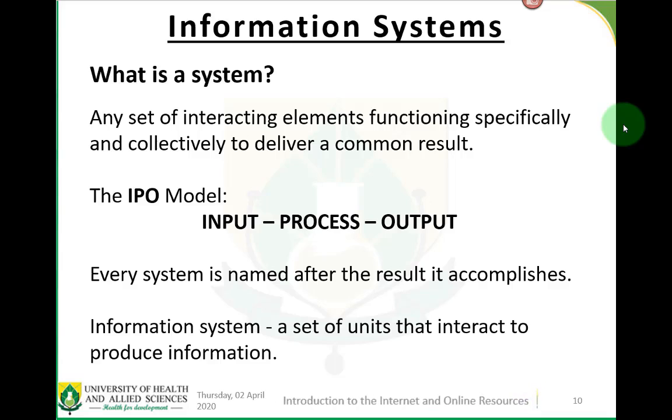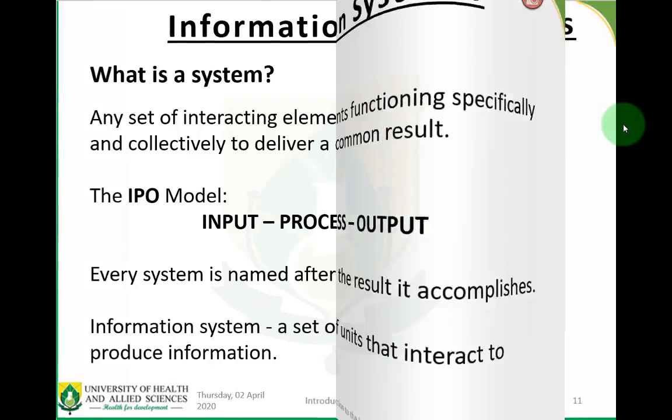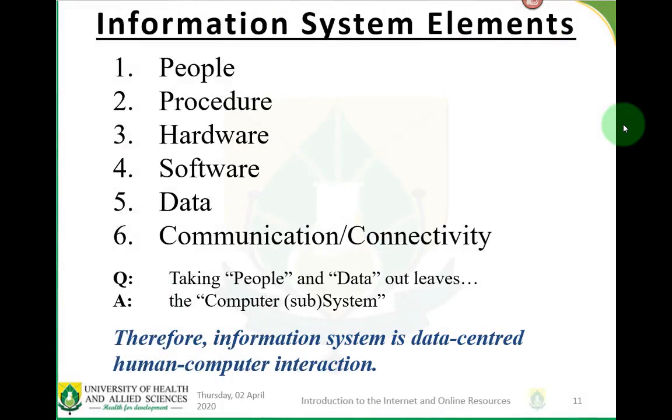Now, in terms of information systems, the elements that actually constitute a system are first people. These people are the end users. The end users who follow procedure or manuals to actually handle hardware or the tangible aspects of the computer system that allows them to manipulate software and data to provide the needed information.